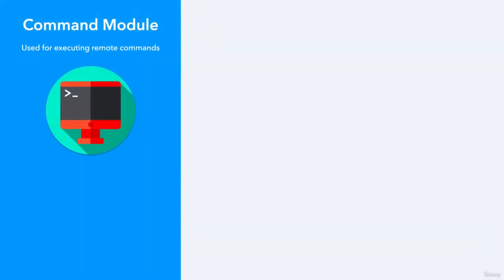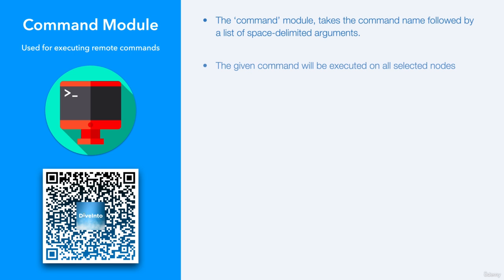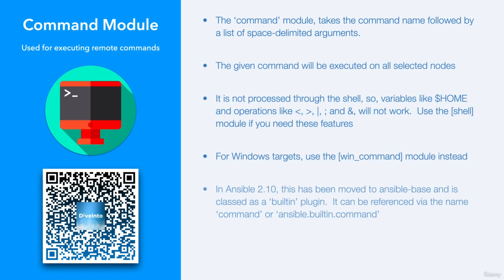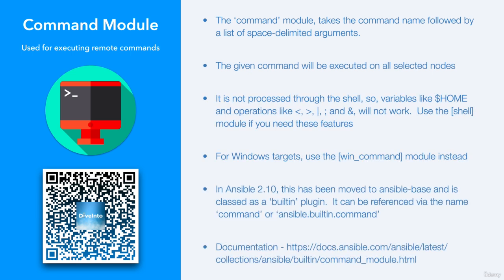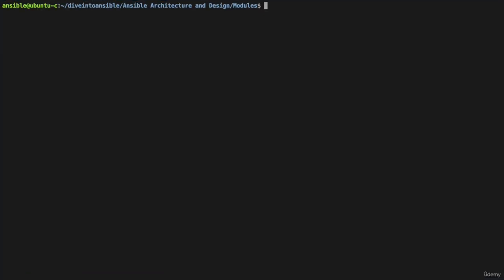We've mentioned this previously, and this is one of my favorites, the command module. Something to consider when using the command module: it doesn't pass shell variables such as $HOME or redirection operators. If you wish to use these, you should look at the shell module instead. Again, just to recap on its usage, let's capture the hostname from each of our systems. The command module is the default module, so we don't actually need to specify it, we can just pass the arguments that we desire. And here we'll also use the one-line option.